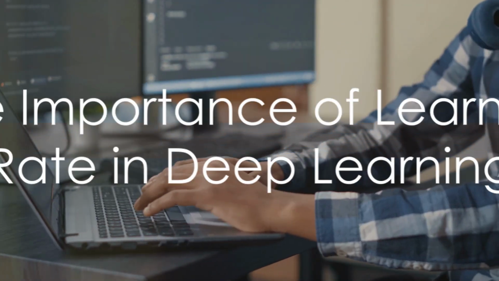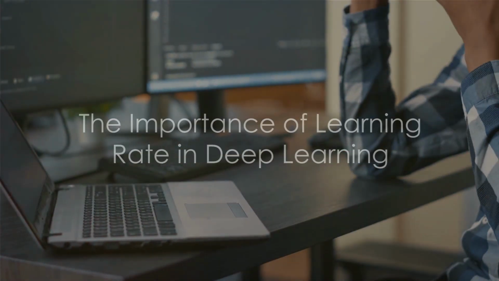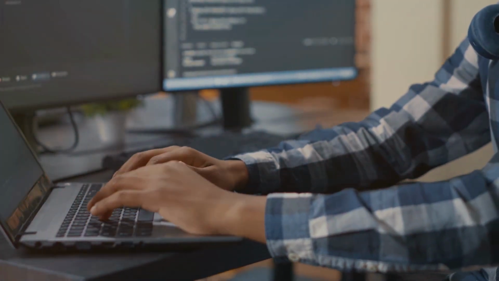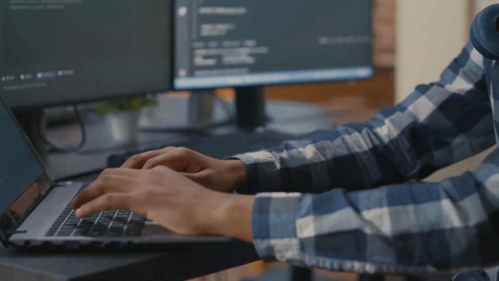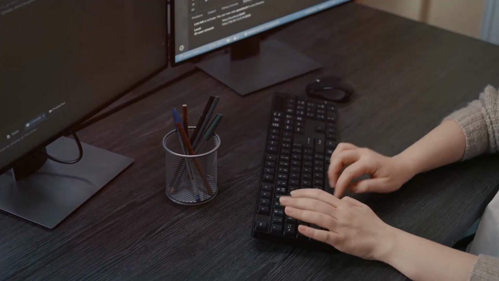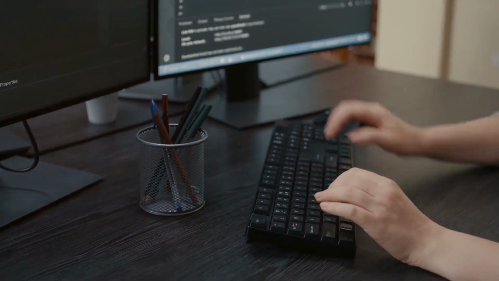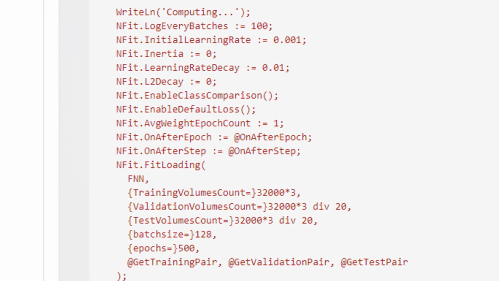Why does the learning rate matter so much in deep learning? Many programmers and AI enthusiasts are kept up at night trying to figure out the best learning rates for their AIs. In this video, we'll unravel learning rate concepts in the fascinating world of deep learning.